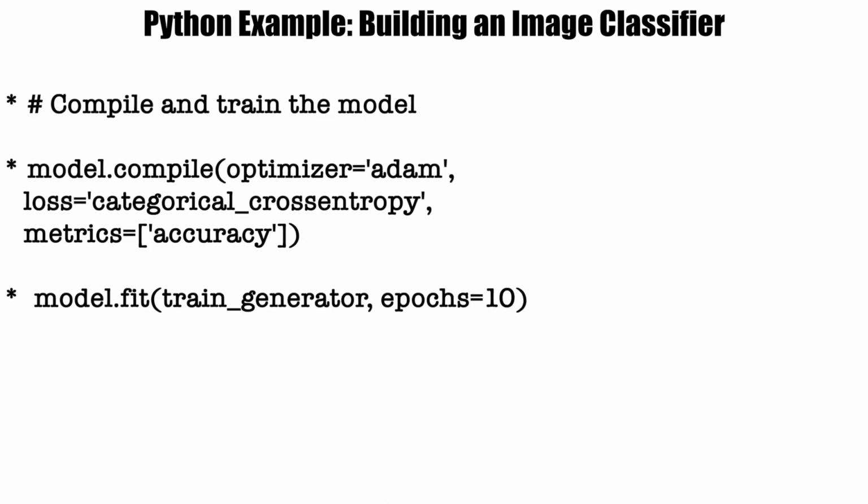So compile and train the model. For that we are using the optimizer Adam. We can change it also, and the loss value, that is categorical. Then the metrics value, which is giving the accuracy. We are taking epochs, that is our iterations, 10, and the train generator.